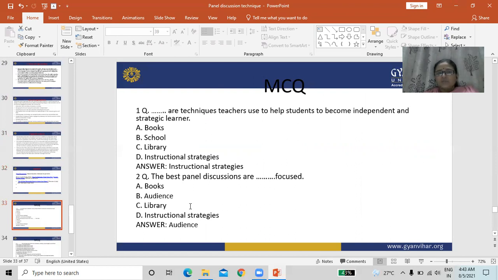Fill in the blanks: technique teachers use to help students become independent strategic learners. Option A, book; option B, school; option C, library; option D, instructional strategy. The correct answer is option D, instructional strategy. Next MCQ: the best panel discussions are fill in the blank focused. Option A, book; option B, audience; option C, library; option D, instructional strategy. Option B, audience.